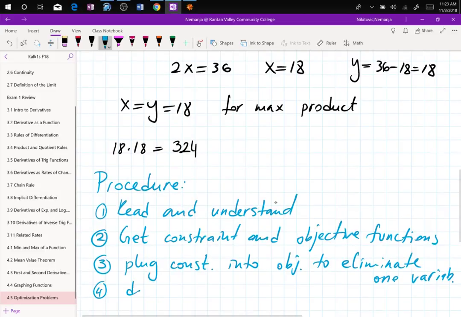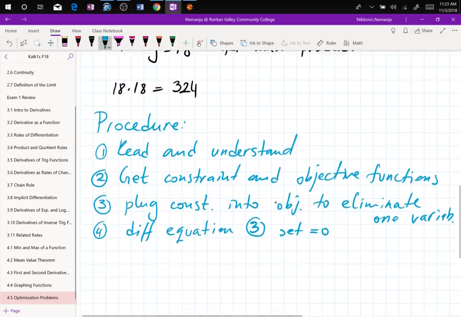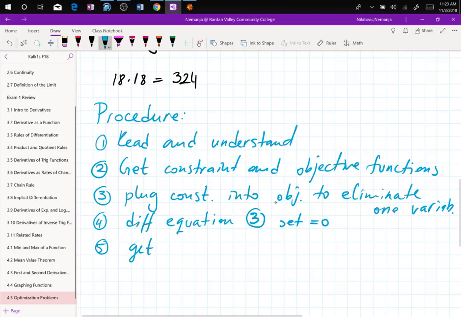Number 4, differentiate equation number 3, set equal to 0. Number 5, solve number 4. Number 6, win. There you go. That's the procedure. It's always the same procedure. Read the word problem, set up the word problem, solve the result, plug one equation into another, solve the resulting equation, and you have your answer.